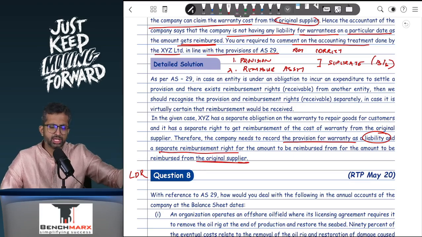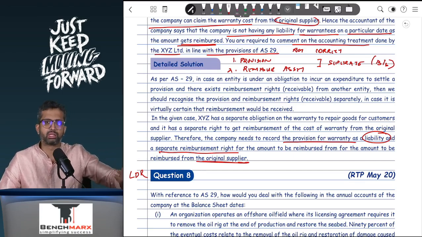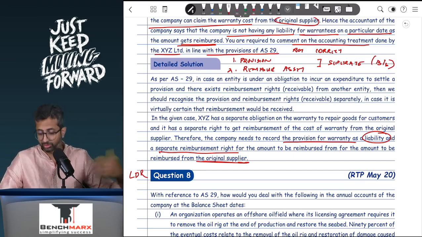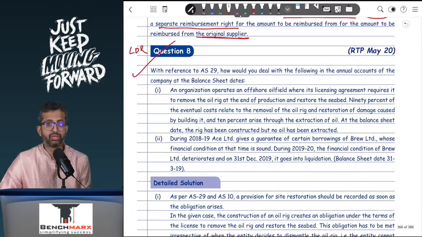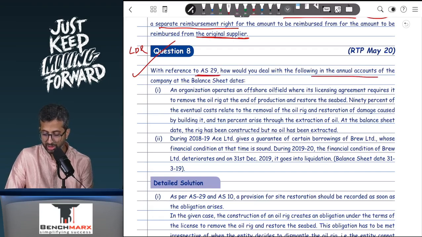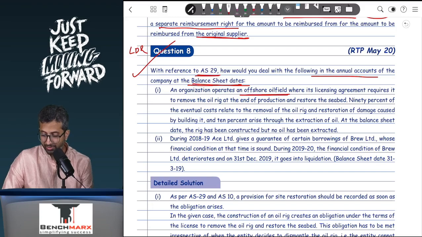In my P&L, yes. If I'm going to receive the reimbursement, that is virtually certain, I can always say that my net expense is nil, like that traveling expense case. But the question is, let us say, looking at the balance sheet presentation. Achha, question number 8 is a very interesting question. This has site restoration as well as financial guarantee. So with reference to AS 29, how do you deal with the following in the annual accounts of the company as on the balance sheet date? An organization operates an offshore, let's say in the sea, oil field, where its licensing agreement requires it to remove the oil rig at the end of the production and restore the seabed.